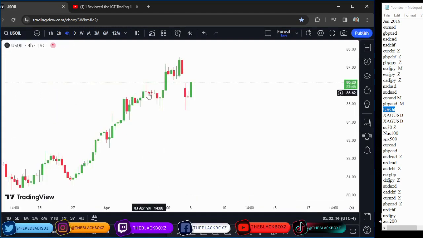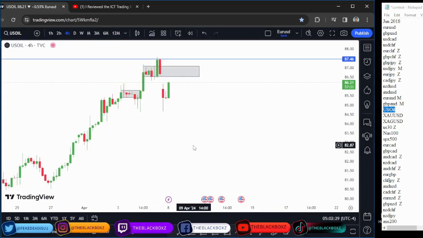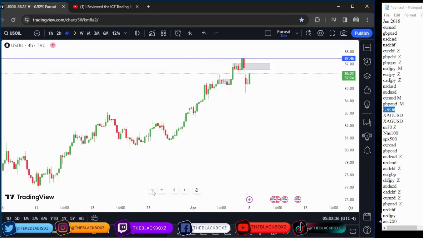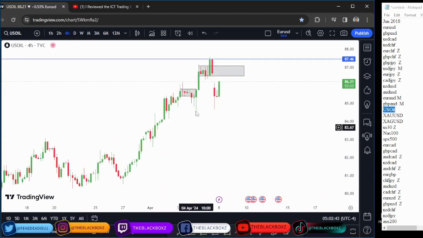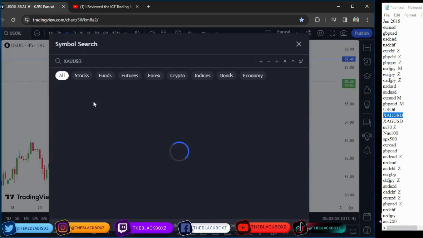So this is US oil, as you can see. The third model again happened. There was a buy, TP nailed, and then there was a sell. Okay, so you sell that thing again, the same thing, two third models, as you can see.